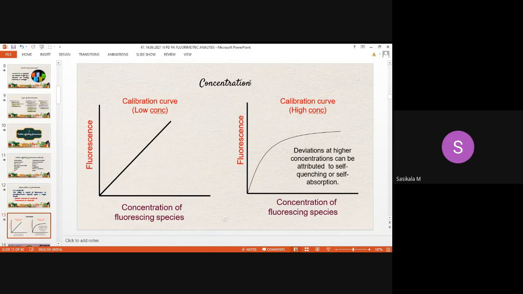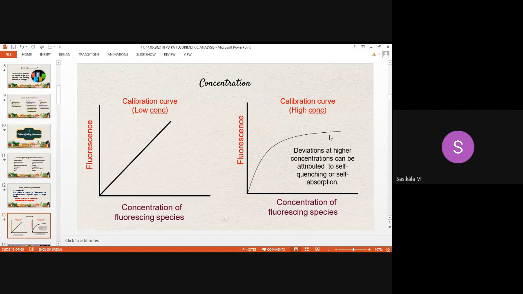Concentration, I already told, very diluted solutions only are analyzed in the fluorimetric method, unlike UV visible. In UV visible, you can use around 100 milligrams per ml, but here it will be minimum, that means less than 10 milligram per ml solution can be analyzed by the fluorimetric method. So the concentration to be noted should be very low, very diluted.